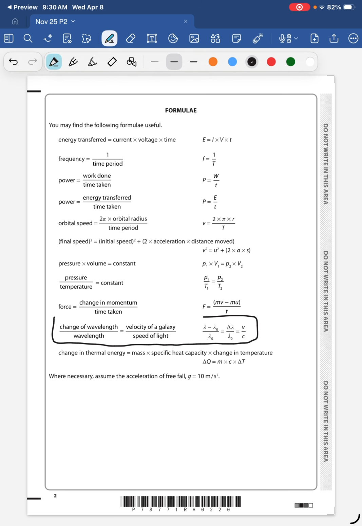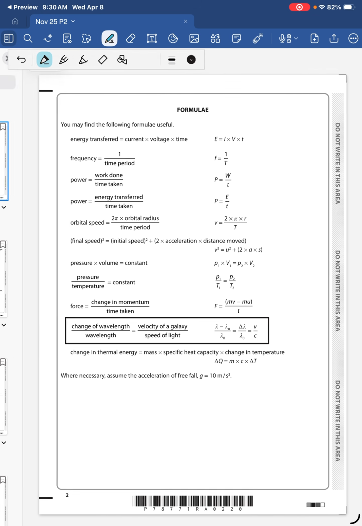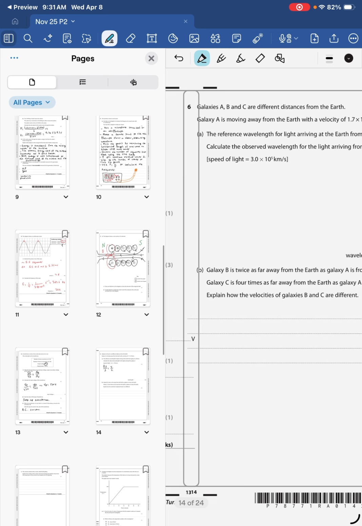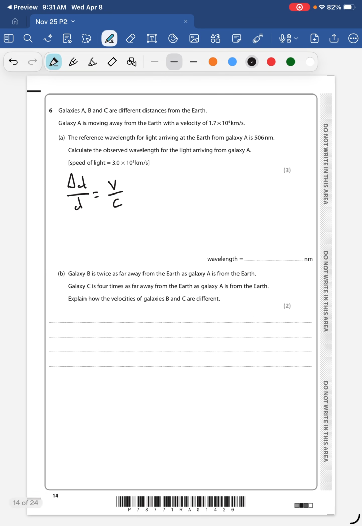The change of wavelength over the wavelength is equal to the velocity of the galaxy over the speed of light. Okay, so lambda minus lambda naught over lambda naught is v over c. Okay, this is what we will use. So let's go back. So we have lambda minus lambda naught over lambda naught is equal to v over c.